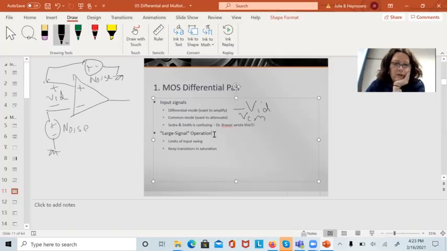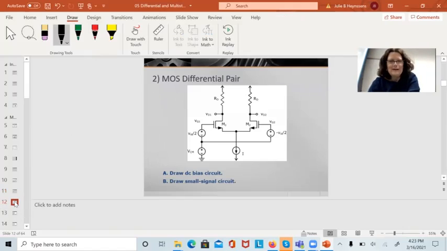The large signal operation, there's going to be limits on how much differential signal I can put in here. I mean, eventually what's going to happen is I'm going to rail, I'm going to saturate, I'm going to go to my high power supply or my low power supply. So there's limits to how much voltage I can put on here before I hit those rails on the output. And we also need to keep all the transistors in saturation to avoid saturation from happening. I'm sorry.